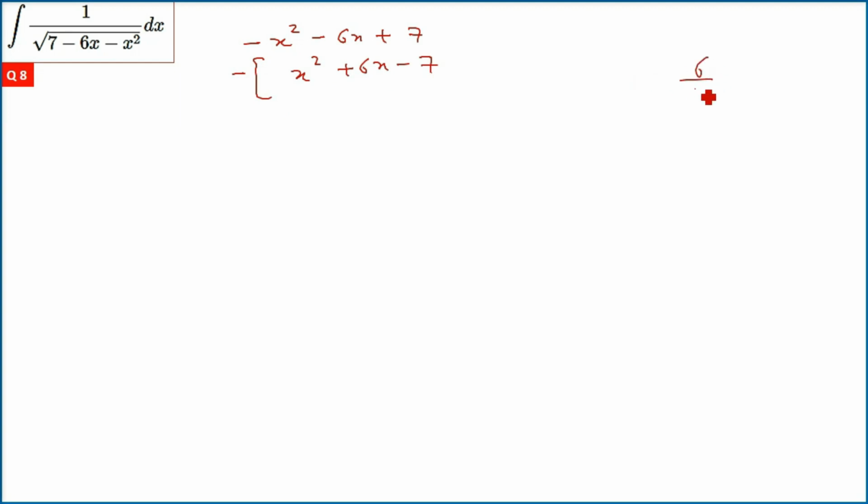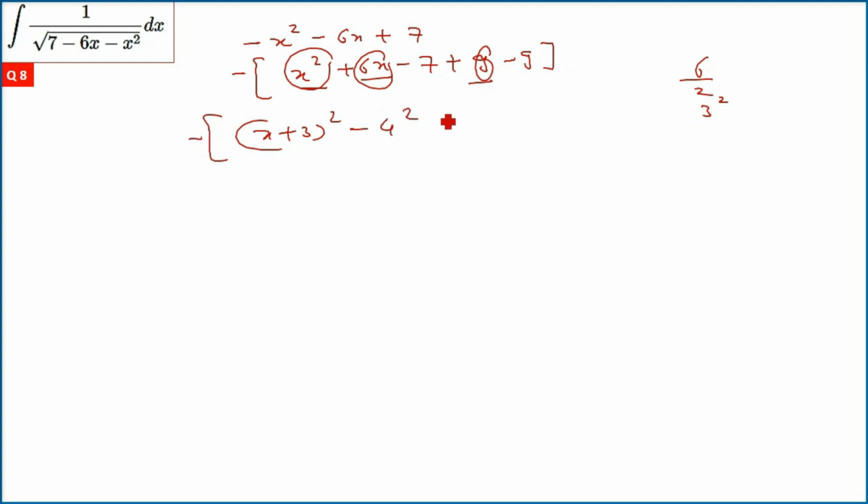Now 6 half is 3, and the square of 3 is 9. So plus 9 minus 9 in order to make it a perfect square. So x square plus 9 plus 6x will form x plus 3 whole square, which we have already done in the previous question also. Negative 7 and negative 9 will form 16, so you can write it as 4 square. The negative is already outside, so just take this negative inside and swap these terms. So it will be 4 square minus x plus 3 whole square.